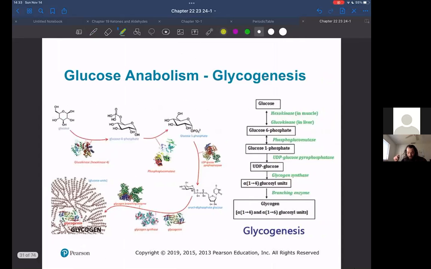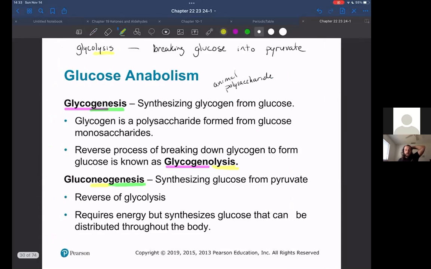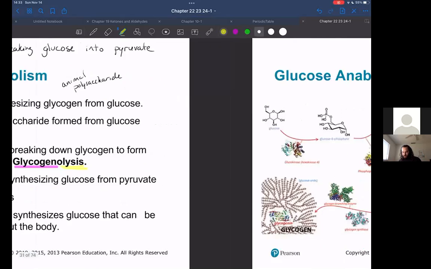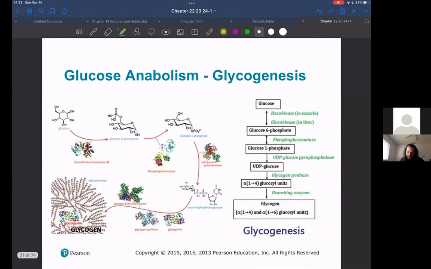All right. So taking a look at each one of these, again, to be honest, this is all I expect you to know about these three processes. The fact that glycogenesis is synthesizing glycogen from glucose, glycogenolysis is the exact opposite, going from glycogen to glucose, and gluconeogenesis is synthesizing glucose from pyruvate. That's really what I expect you to know. But just to take a little bit more detailed of a look, right?